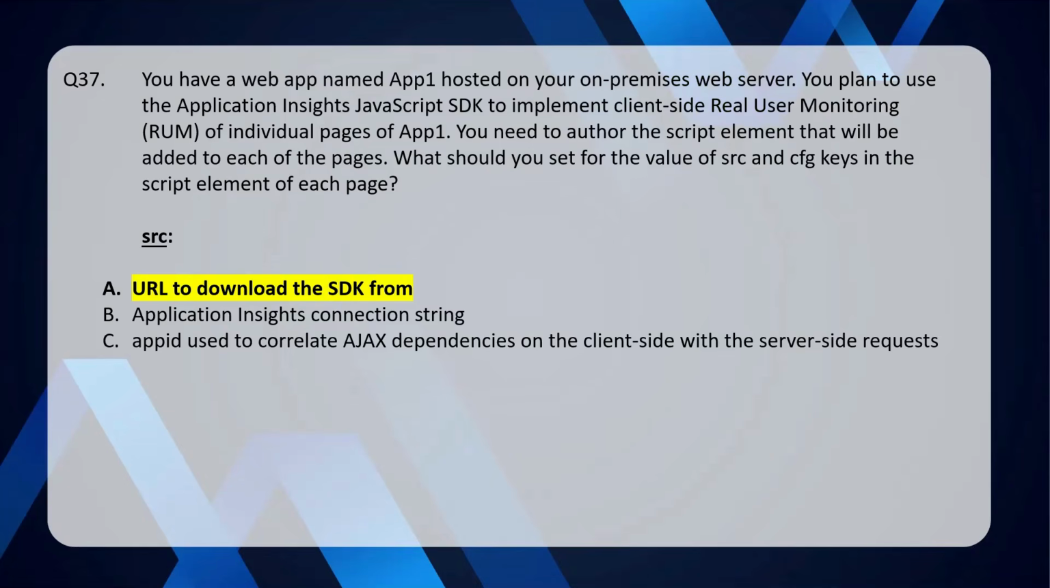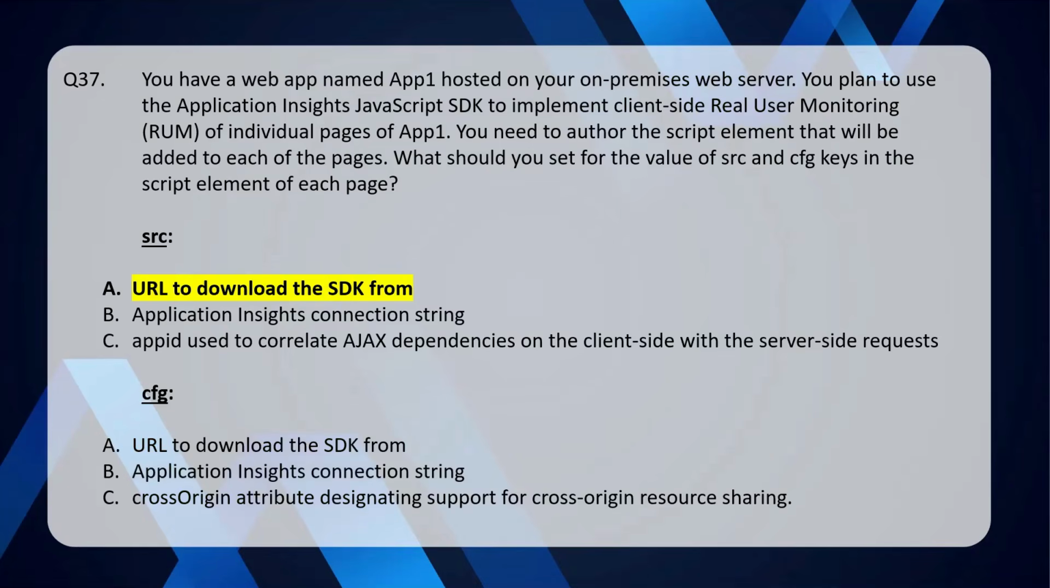Now, the next part of the question is talking about config. And you have the options as URL to download the SDK from, application insights connection string, and the third one, which is different, is cross-origin attribute designating support for cross-origin resource sharing. Config would be application insights connection string. This is required to route telemetry data to the correct application insights resource.